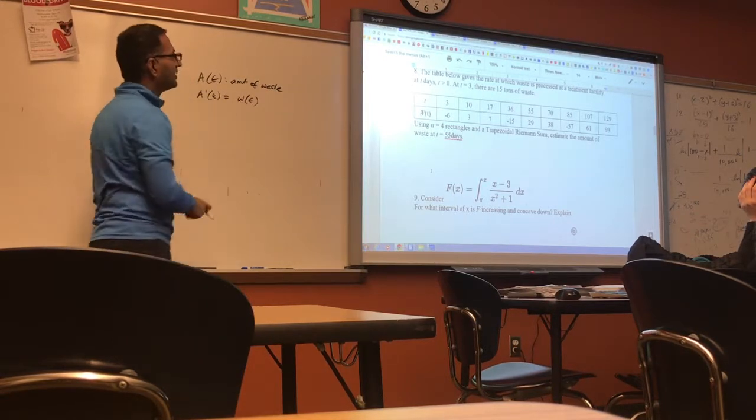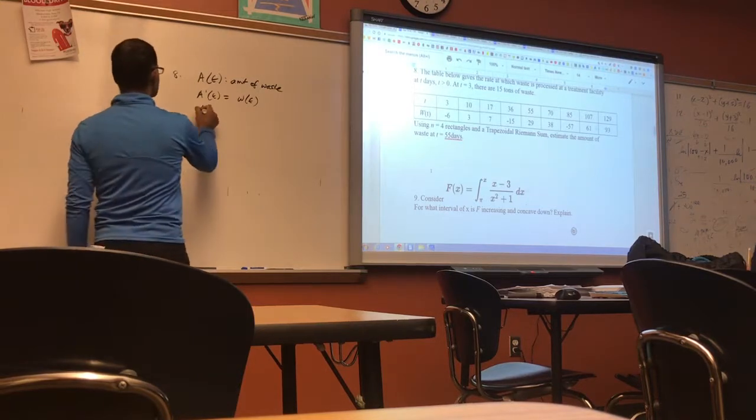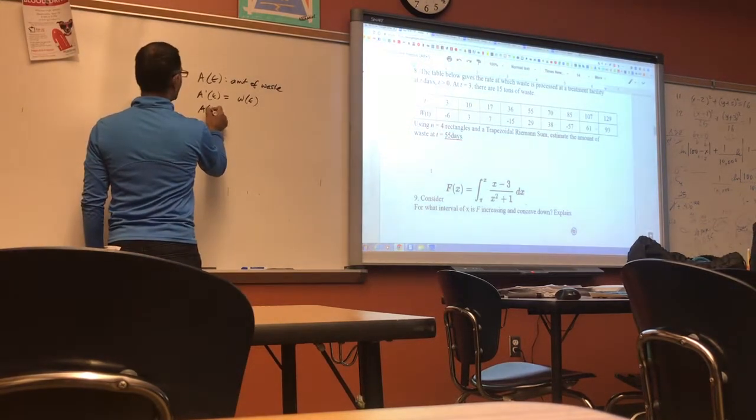Okay, now let's read what's going on. It says at t equals 3, there are 15 tons of waste. Is that A of 15? Sorry, A of 3.